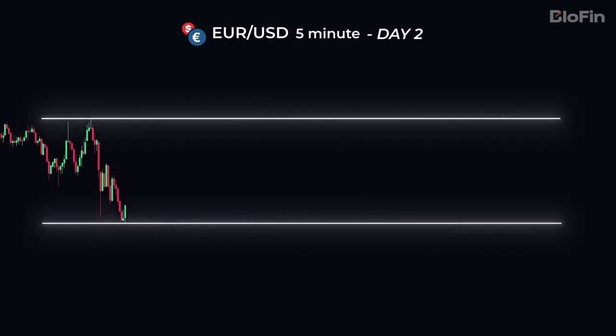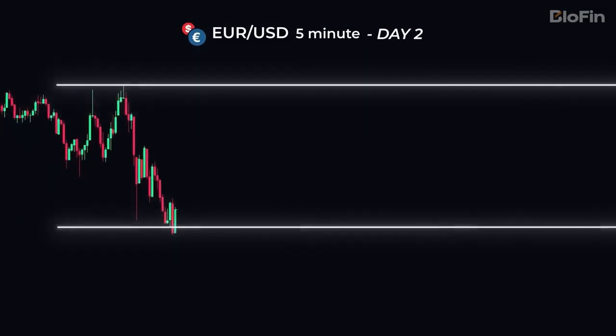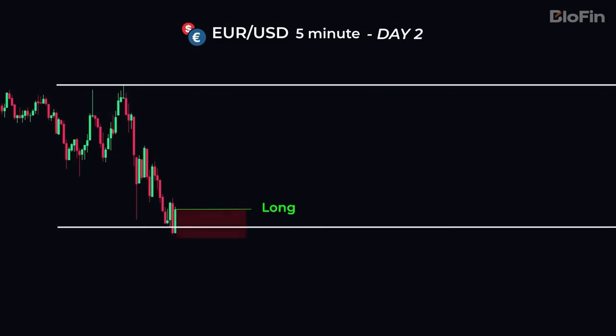Here, we marked the 4-hour range. Then, price quickly gave a long setup. Stop loss at the lows, take profit at 2 times risk. Price hits the target, so that's a 2R gain.